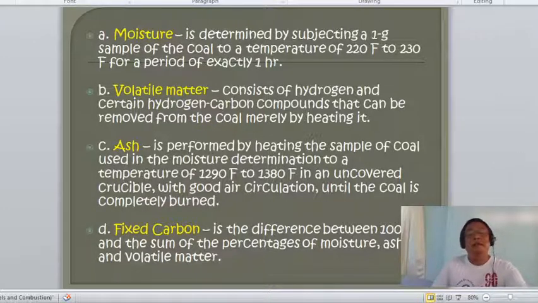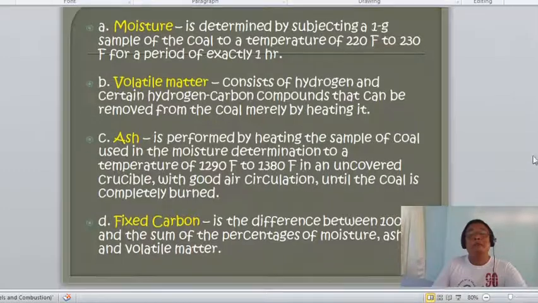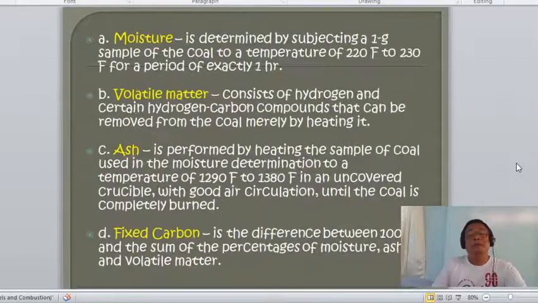Okay? Another is the fixed carbon. So it's the difference between the sum of the percentage of moisture, ash, and the volatile matter. Of course, the complete sample is equivalent to 100. Okay? 100% less the percentage of moisture, ash, and the volatile matter.